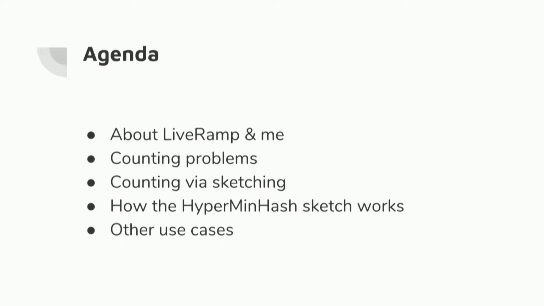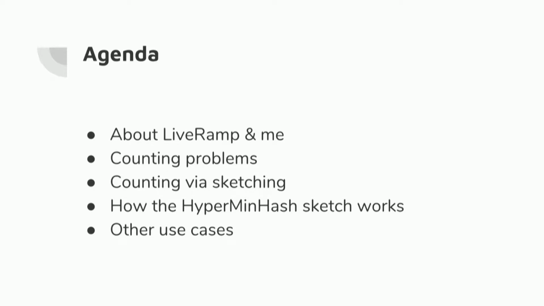In this talk, we're going to talk about a really cool probabilistic data structure called HyperMinHash that we've been using at LiveRamp. We'll give a little bit of an overview about what kind of problems we solve at LiveRamp and talk about some of the counting problems that we've been trying to solve. We'll see that when you get to a certain scale, some of the naive or brute force algorithms don't really cut it anymore. So we found some interesting ways to solve these problems via a technique called sketching. We'll talk a little bit about that.